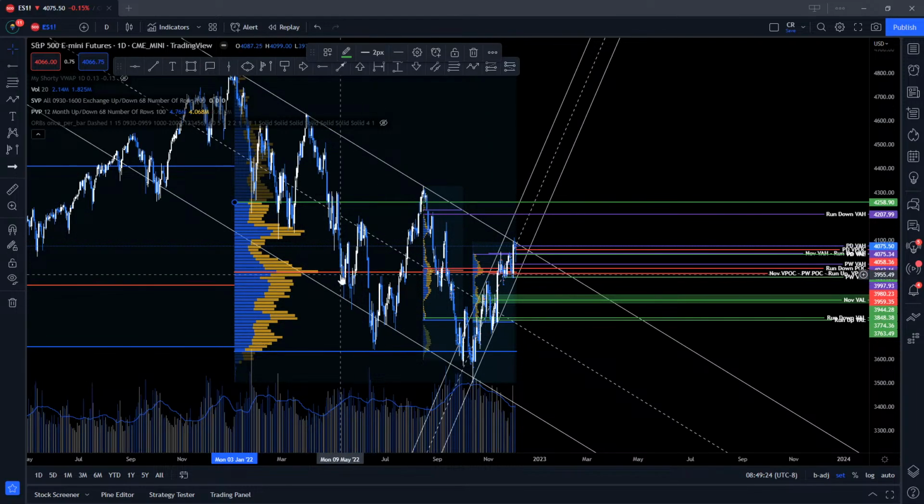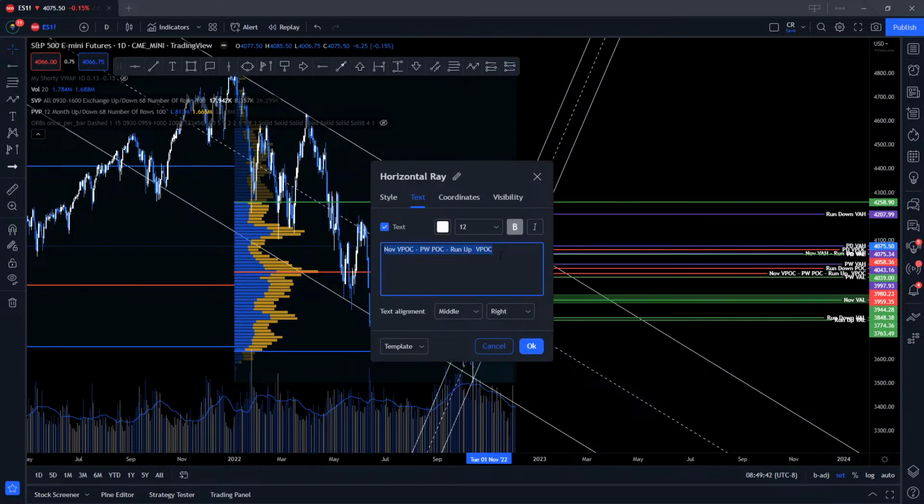And would you look at that? Our POC for the entire year, or VPOC, lines up pretty close to our November previous week and run up, which is just insane. I'm going to run out of space here. Actually, I might just go to another line.